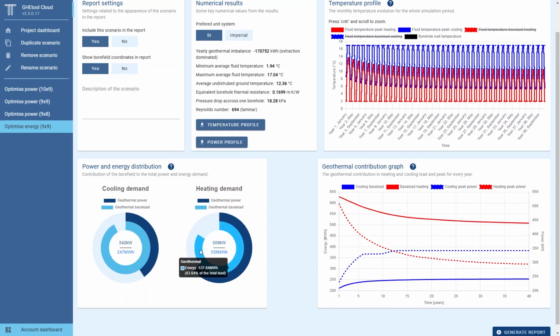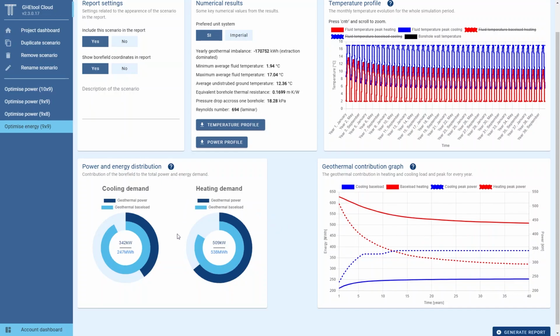So if we say that 83% of the total heating demand of our building can be met with our geothermal system, it means that over the 40 years, on the figure on the right, we will get this 583 megawatt hours of energy in heating.